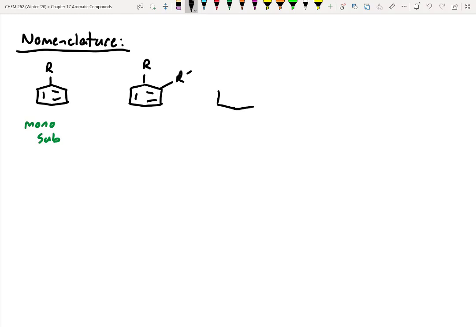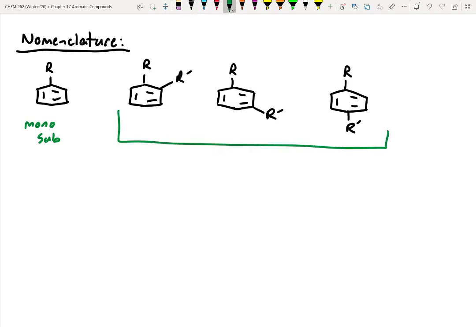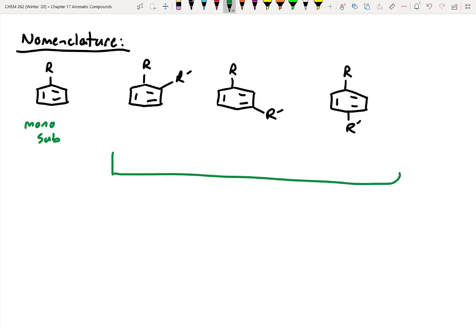We could have di-substitution where maybe the R groups are staggered further apart. Or maybe we could have a system that looks like this. All of these are di-substituted, right? In fact, I'm going to move this down. All right, so if we're talking with somebody about molecules that are di-substituted, we need to be really specific, right? Because we might be referring to different types of constitutional isomers.